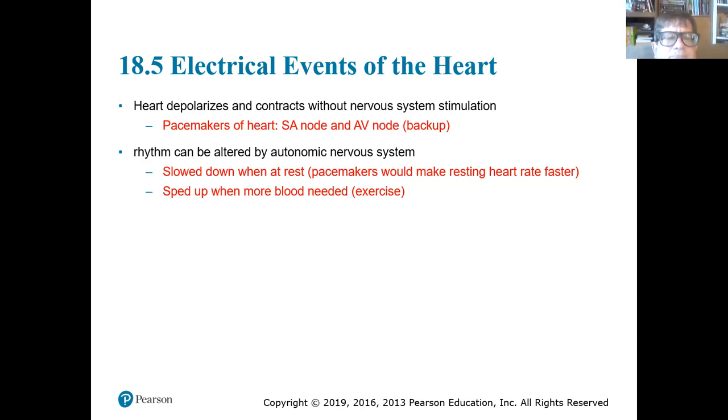Now, this natural rhythm that the heart would have, you can change it with the autonomic nervous system, especially with signals from the vagus nerve. We are slowing the heart rate down normally from what the SA node would tell it to be when we're at rest. But when we are not at rest, we might speed it up. It might have to work harder. Like if we are exercising, we need more oxygen, we need more blood. We're going to send signals to the heart telling it to speed up.